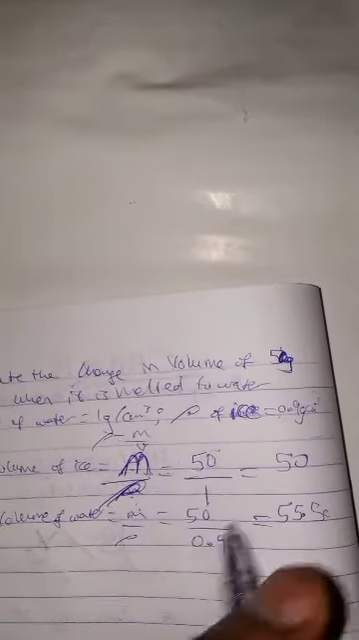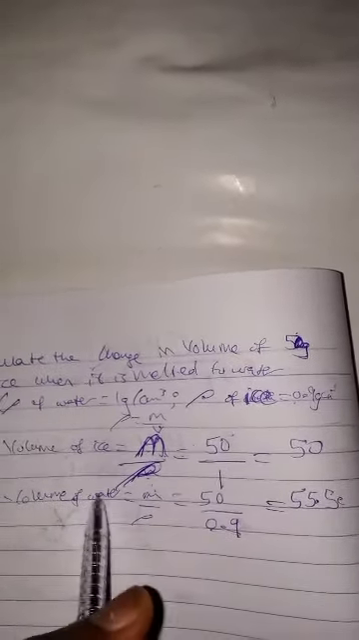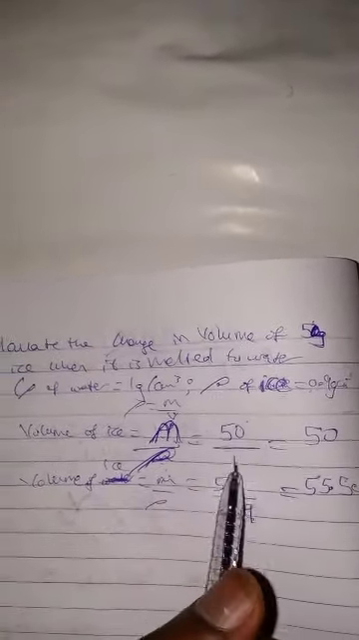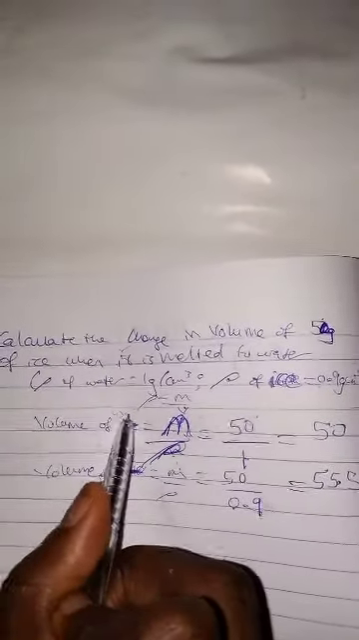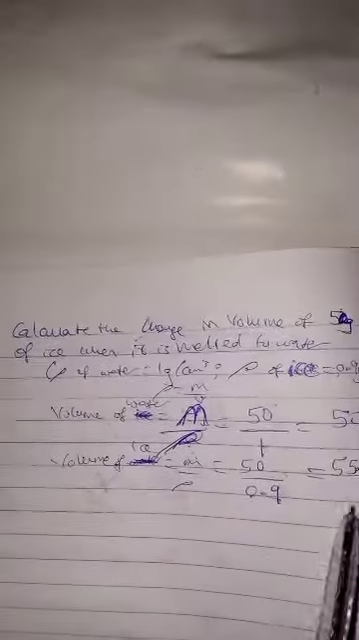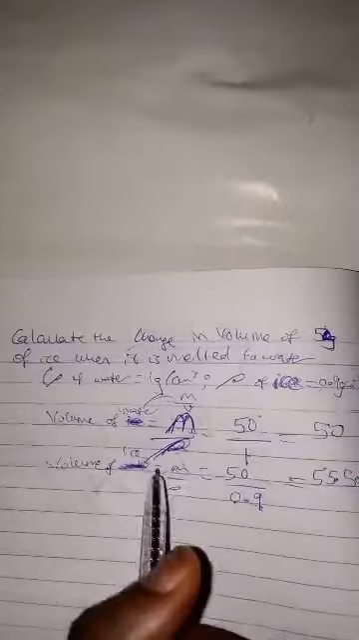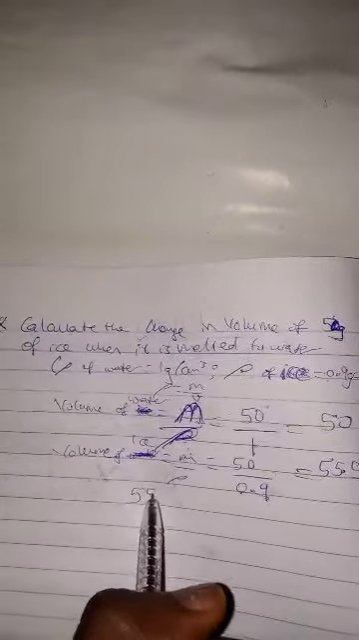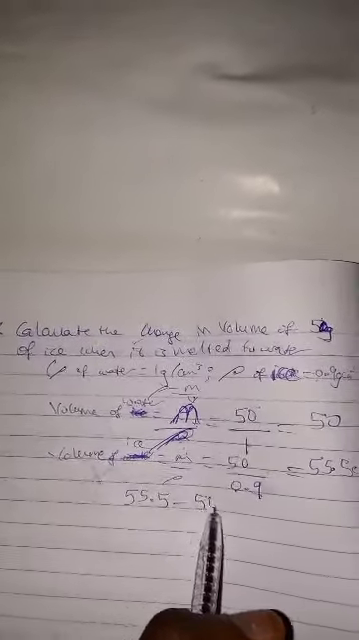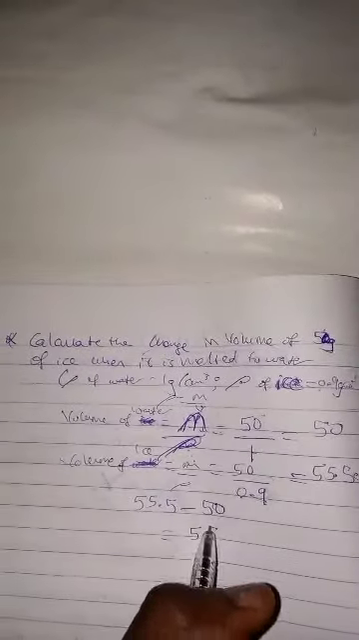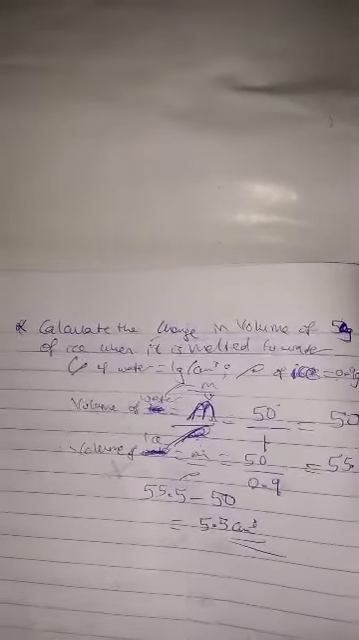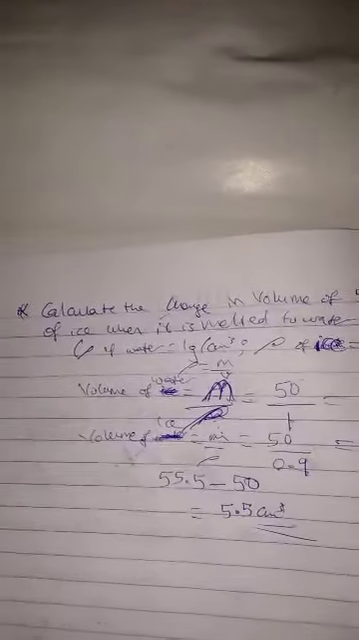Oh, there is a mistake. This is the density of ice, so let me just change this. Volume of ice. This is the density of water. Volume of water. Yeah. So just calculate the change in volume. Ice minus water. So that's what? 55.5 minus 50. So that's what? 5.5 centimeter cube. I guess you can solve any question on change in volume now.